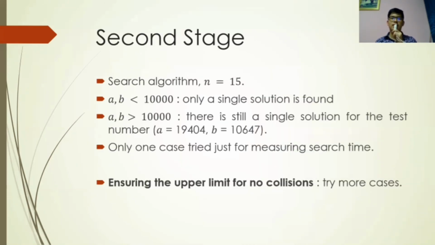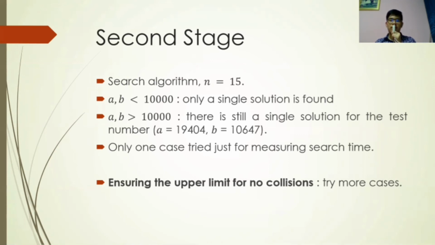Second stage, a search algorithm has been implemented for n equals 15. For A and B to be less than 10,000, only a single solution is found. For A and B to be more than 10,000, there is still a single solution for the test number, where the test case is A equals 19,404 and B is 10,647.